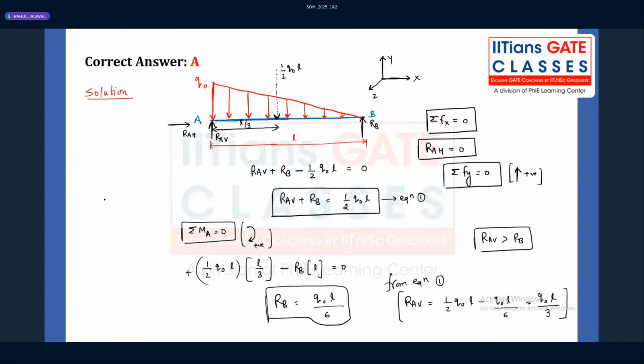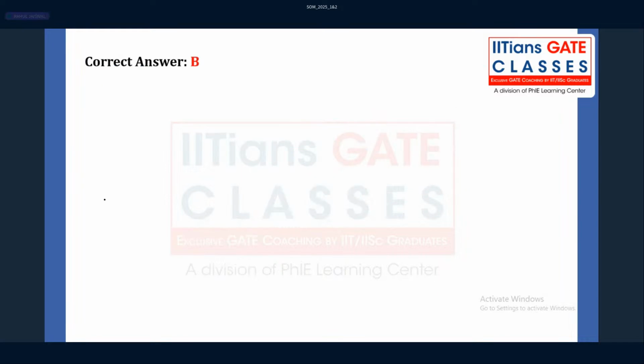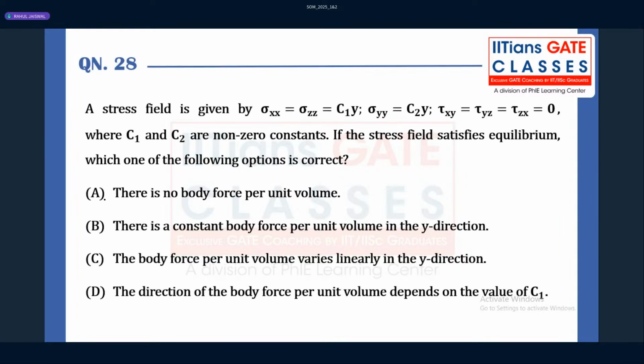Okay, moving on to the next question. Now, if you read the problem, the stress field is given by sigma xx and sigma zz equal to C1 y, sigma yy equal to C2 y, and tau xy, tau yz, and tau zx, the shear stress values, are 0. C1 and C2 are non-zero constants. If the stress field satisfies the equilibrium equations, which of the following options are correct?